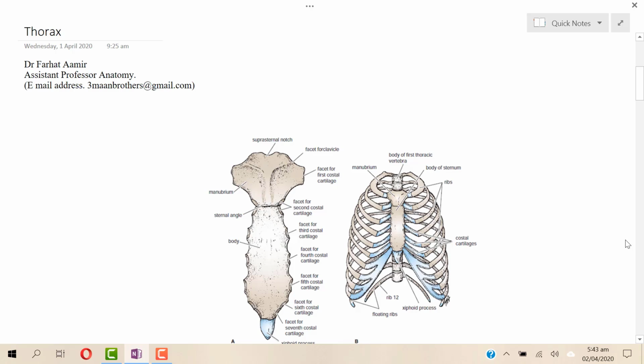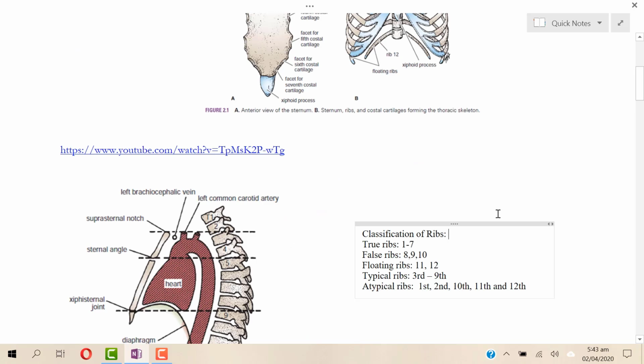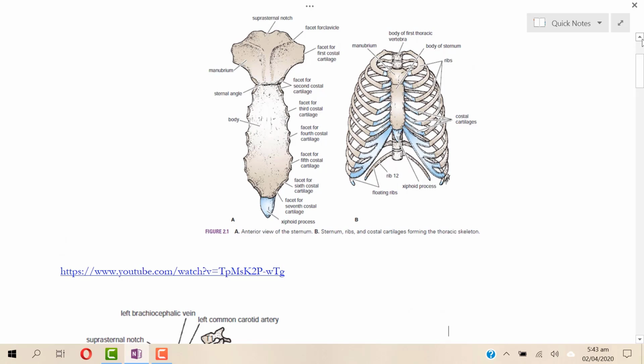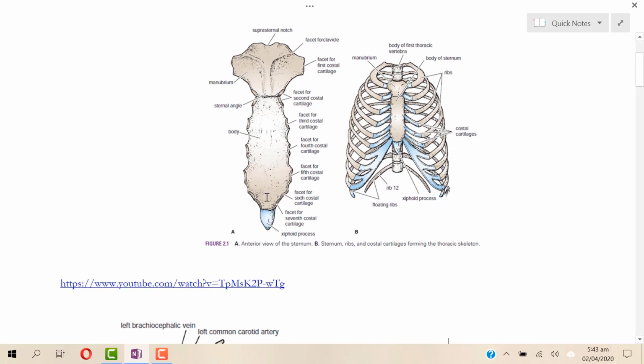There is another important thing which you have to learn. The xiphoid process lies at the level of T9. This can also come in the exam: what is the level of the xiphoid process? It lies at the level of T9, that is the 9th thoracic vertebra. So this was the first part of the osteology. We have covered the sternum.